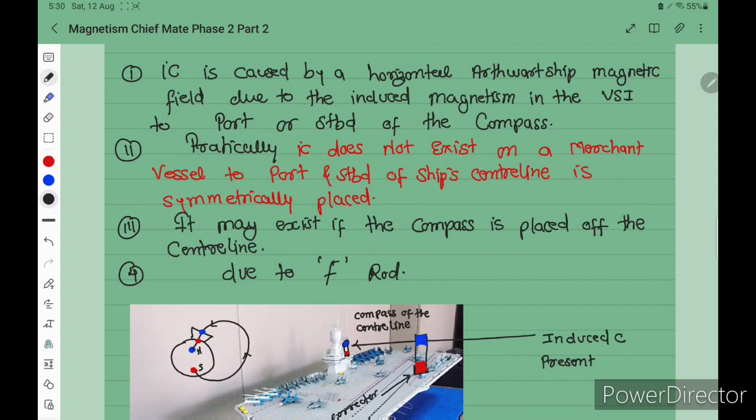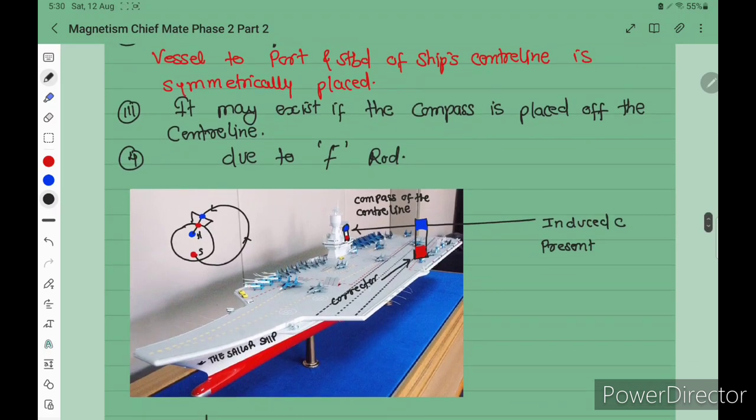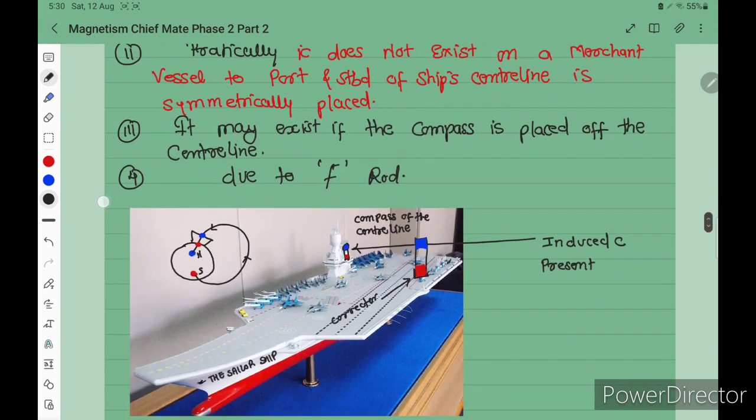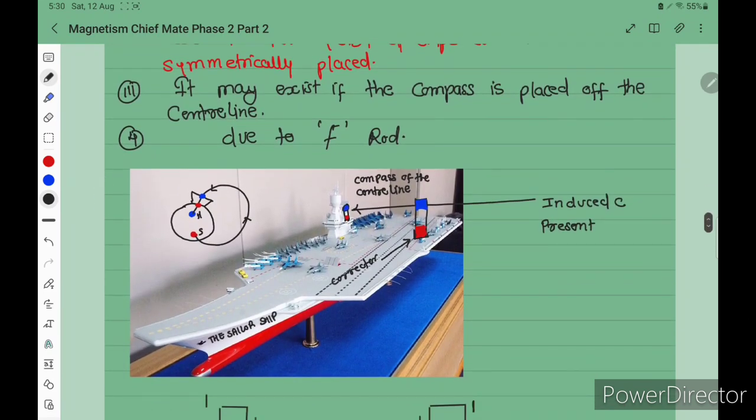Generally, in a merchant vessel the accommodation is in midship, and the magnetic compass is exactly in the fore and aft line in the midship direction. So generally IC is not present in the merchant vessel. It is present in the aircraft carrier. If you see an aircraft carrier, the bridge is not on the centerline, so the compass is off the centerline and induced C is present. So IC is present in the aircraft carrier, not in the merchant vessel.